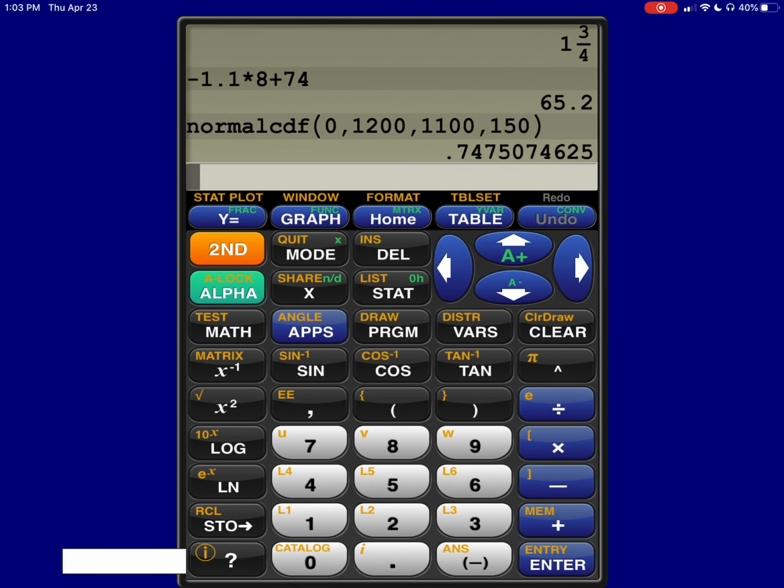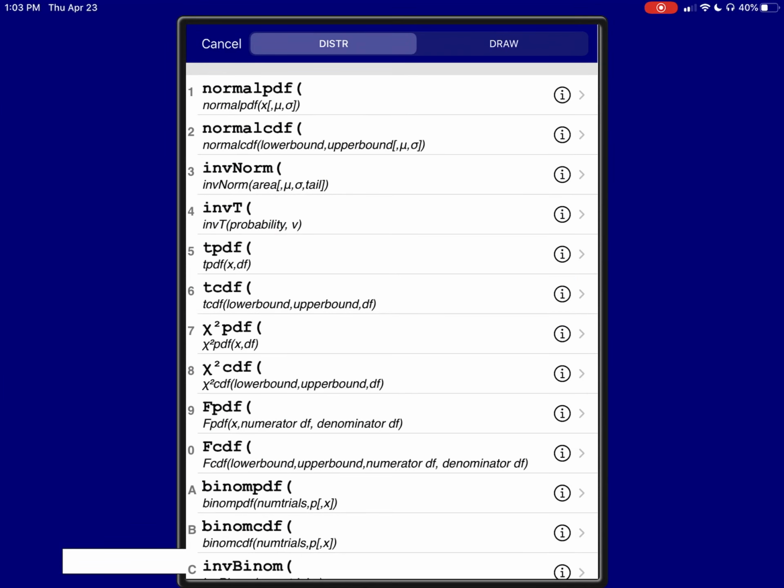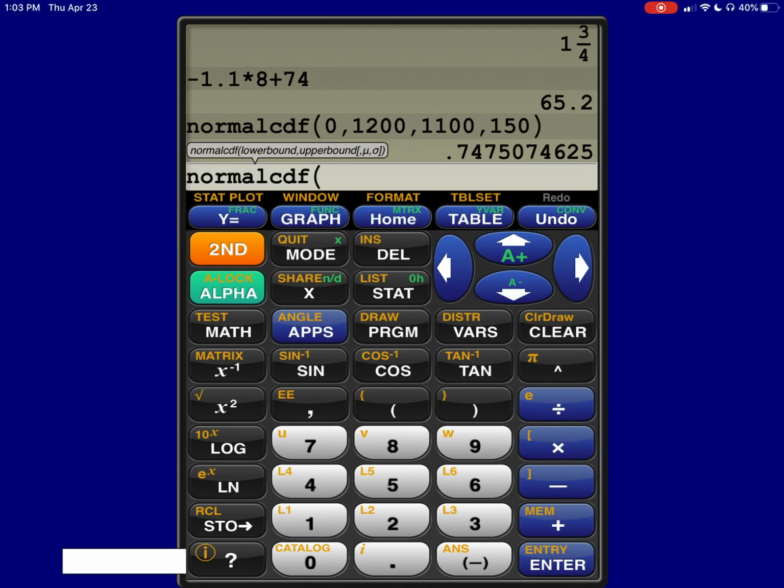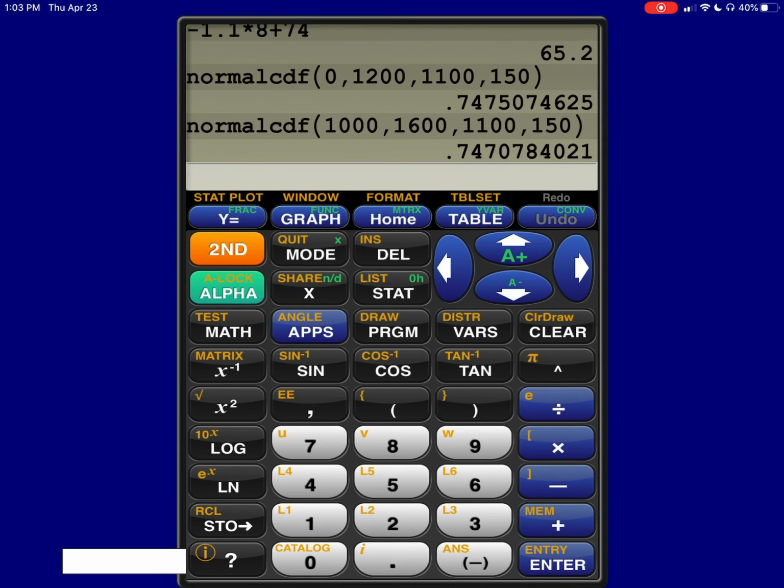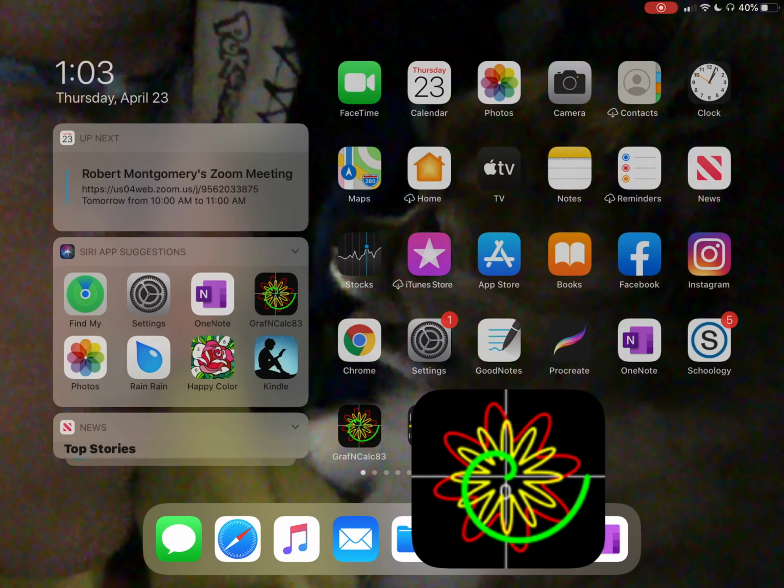So again, we'll go back. This is what we call a right-tailed test. 1000, and we're going to go up to the highest score. And then 1100 is the mean, and the standard deviation is 150. So 0.747, it's almost the same probability.